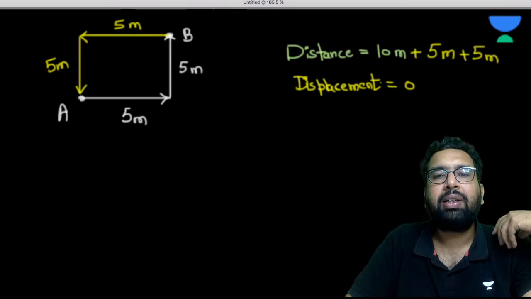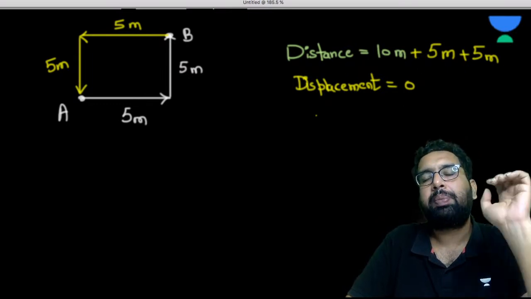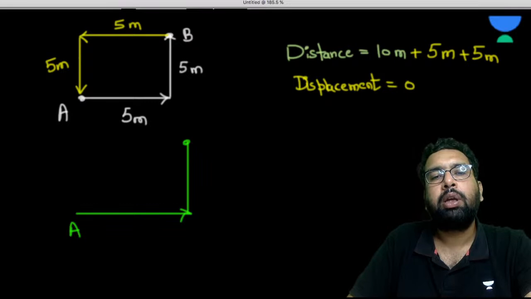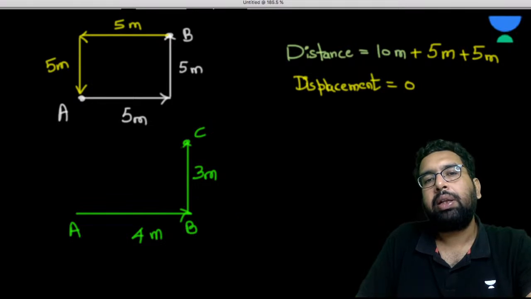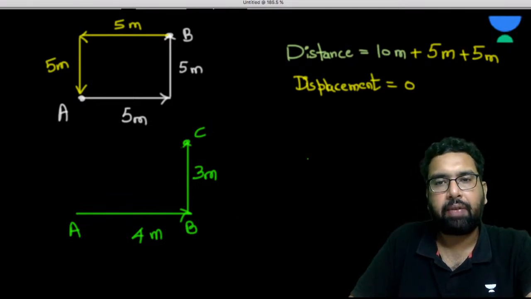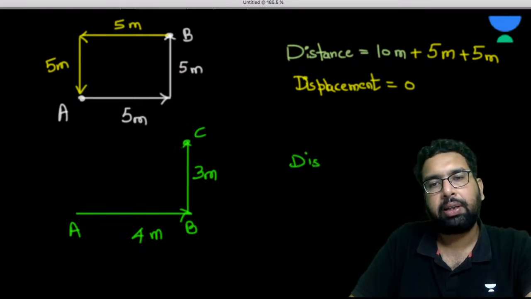So we have the distance and the displacement here. For example, if I say someone has moved from this point A towards B, let's suppose 4 meter here and 3 meter here. From A to B he went, then from B to C he went. Now in this case, what is going to happen? What is the distance he traveled? What is his distance?